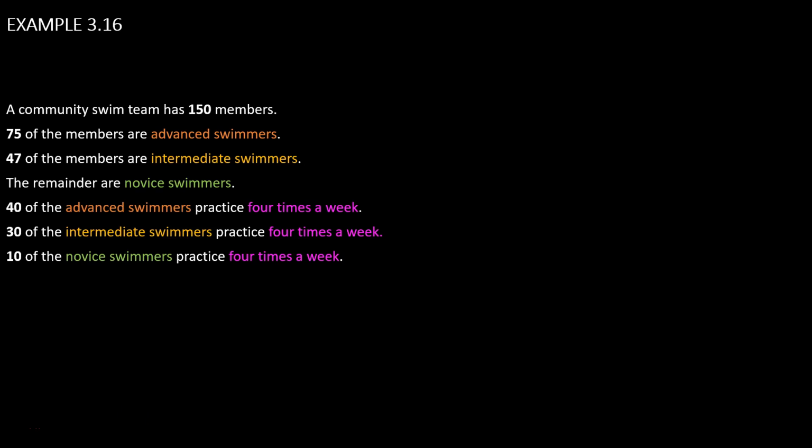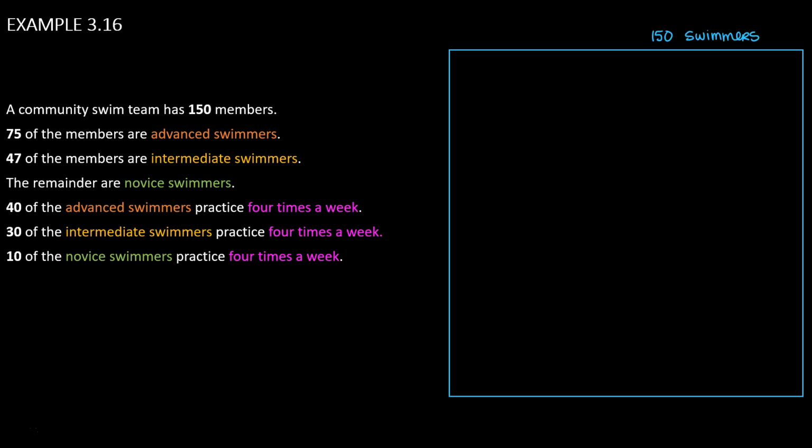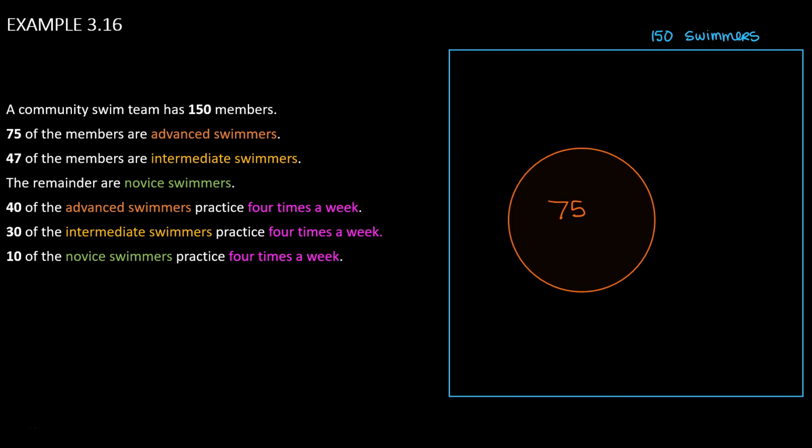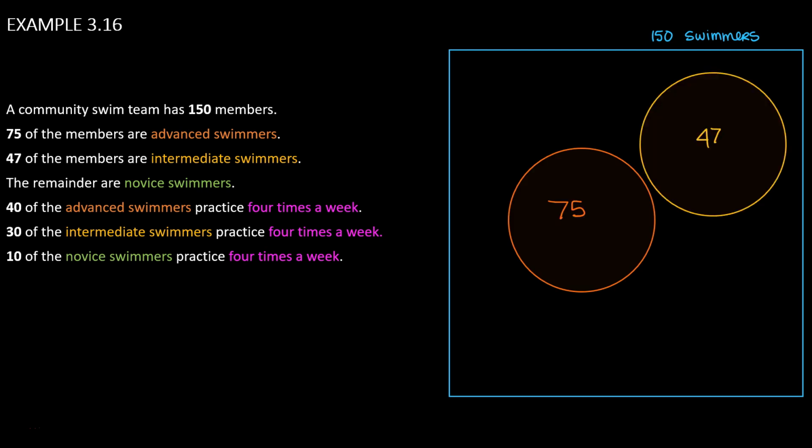A community swim team has 150 total swimmers. That swim team is divided into advanced, intermediate, and novice swimmers, where we have 75 advanced swimmers, 47 intermediate swimmers, and we're told the rest have to be novice swimmers, but we don't know how many.